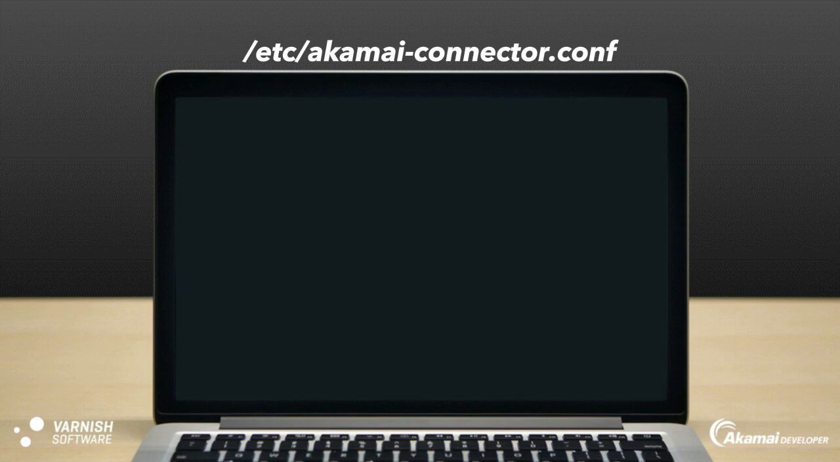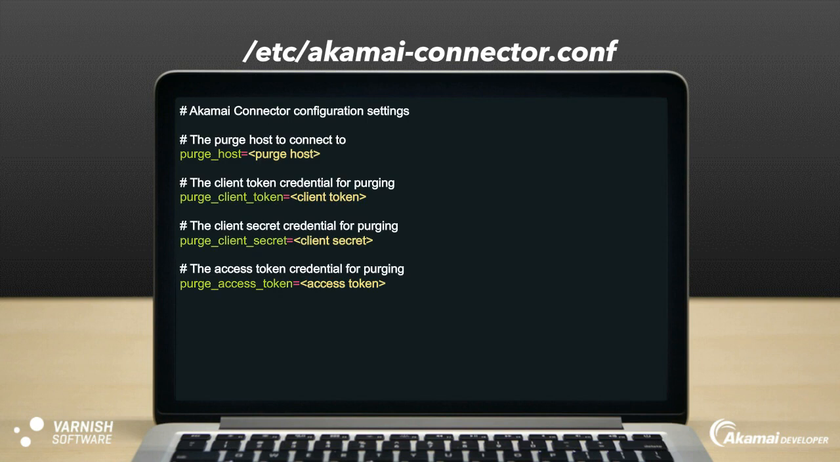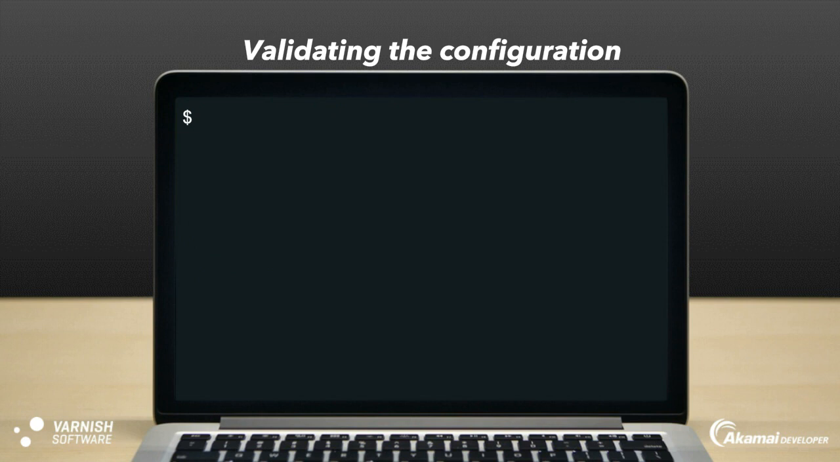There will be a few fields there that you need to set. Specifically, you need to set these 4 fields to match your CCU API credentials. That is purge host, purge client token, purge client secret, and purge access token. Again, after setting that up, the Akamai vmod will read the configuration file, and on a system control reload, it should be up and running.